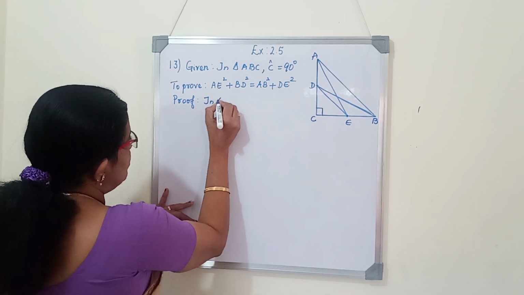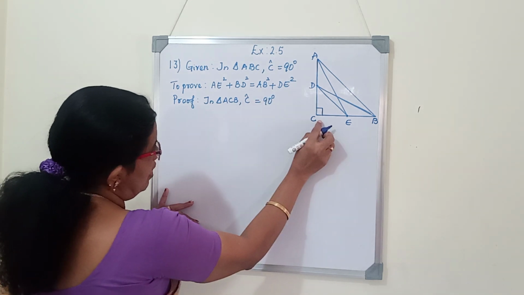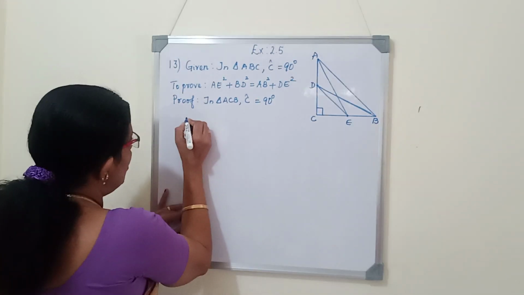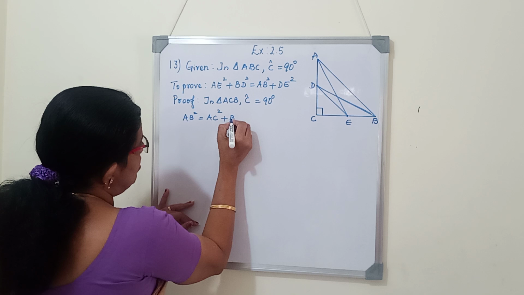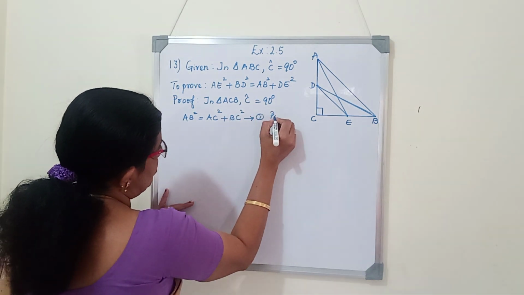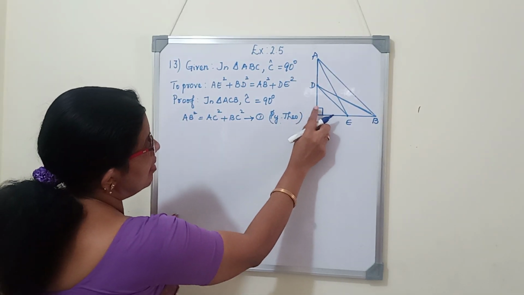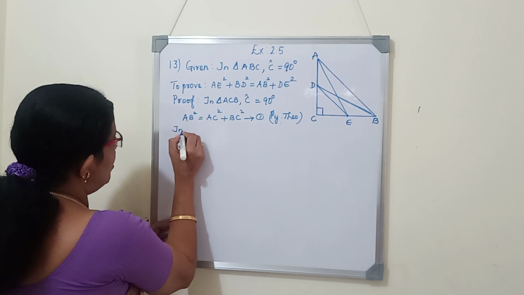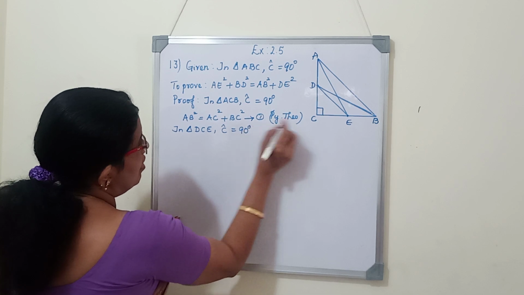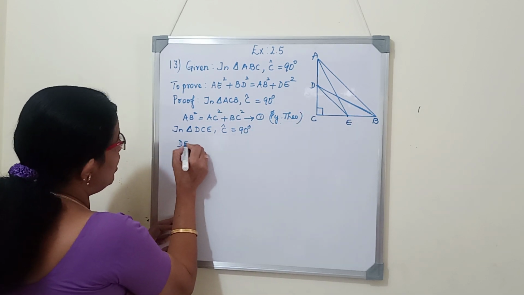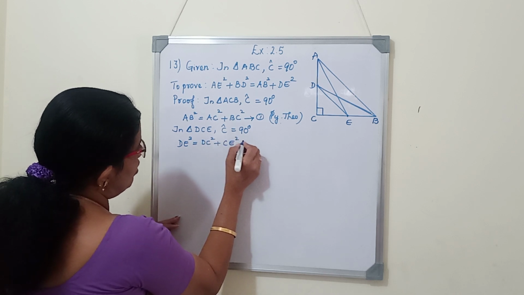So in triangle ACB, angle C is equal to 90. In all the triangles, angle C is 90 degree. So in triangle ACB, AB square equals AC square plus BC square. This is equation 1 by Pythagoras theorem. Next triangle is triangle DCE. In triangle DCE, C is 90 degree. So here hypotenuse is DE square is equal to DC square plus CE square. Equation 2.